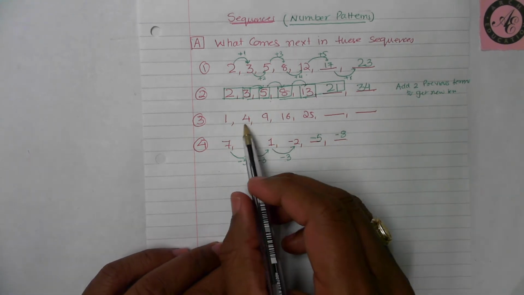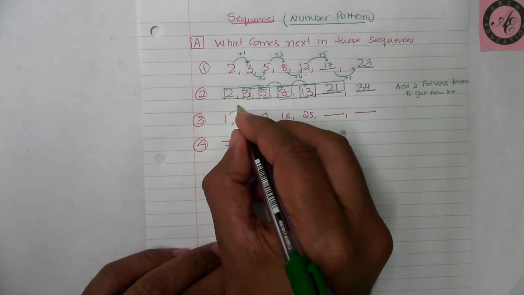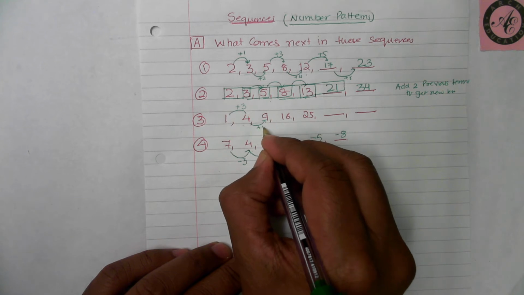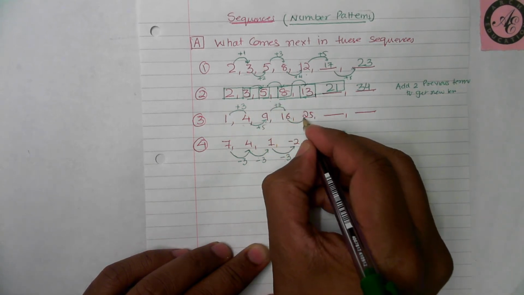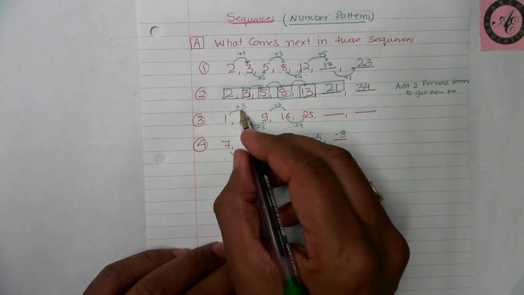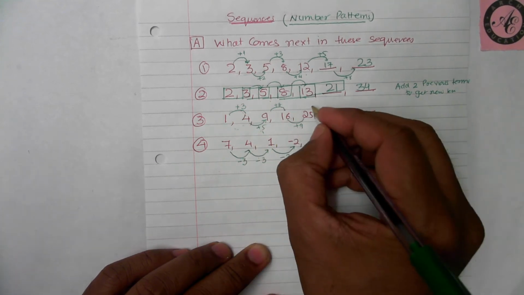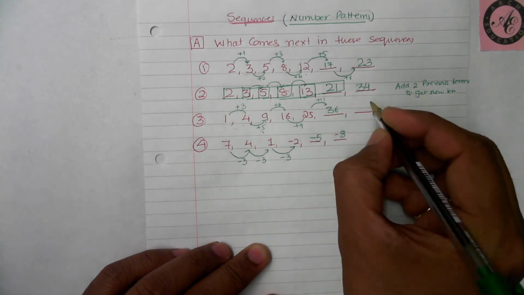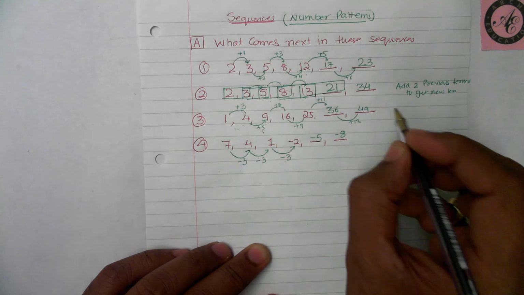Okay, so what's happening? This is unique, guys. Pay attention to what's happening here. You add 3, then you add 5, then you add 7, then you add 9. So there is a pattern there as well. So what do you think next will be? Add 2 more each time. Add 3, add 5, add 7, add 9. So this should be add 11, that is 36. Then it should be add 13, which is 49.